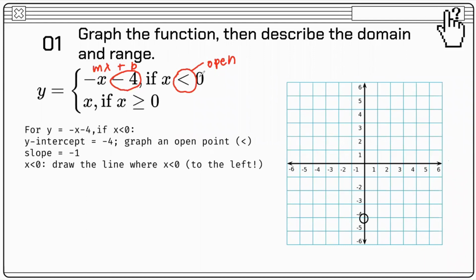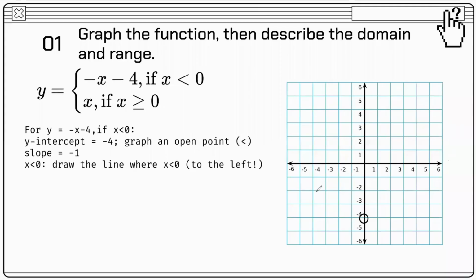In this case, we have x is less than 0. This means you want to draw the part of your line where x is negative. So that would be to the left of your y-intercept, or where all the x values are negative, as you see here. Now we can go ahead and plot our other points using slope. So again, we want to plot our points to the left of our y-intercept, where x is less than 0.